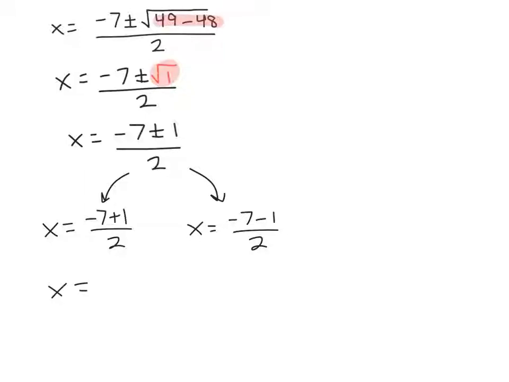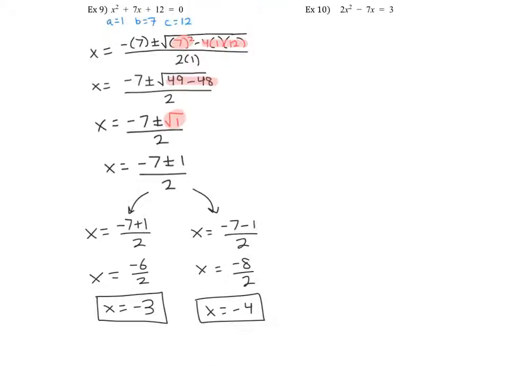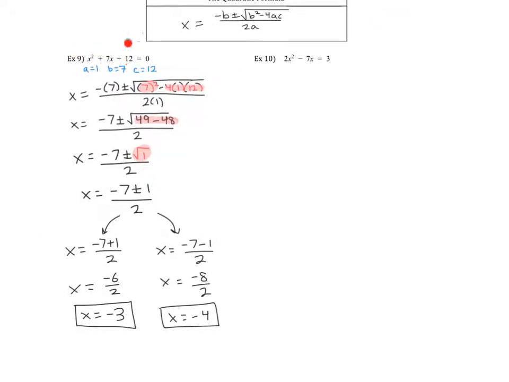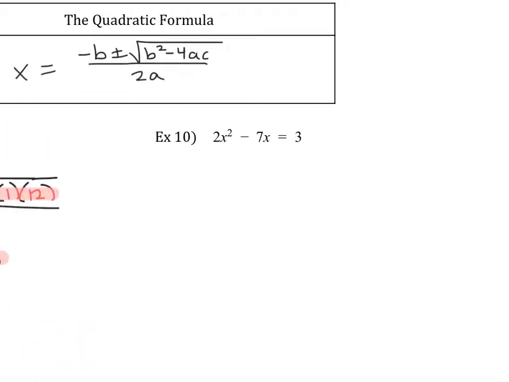Now we're almost done. Here we have negative 6 over 2, which gives us negative 3. That's one of our answers. And here we have negative 8 over 2, which gives us negative 4. And we are all done. Now, this problem you could have solved by factoring using magic x, but we were just doing it with the quadratic formula for practice. However, this next problem, you won't be able to solve it by factoring, so it is really important that you know other methods.